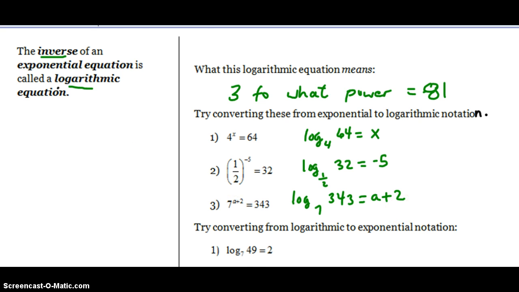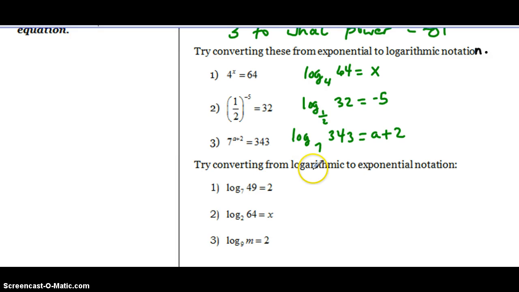Now we're going to try in the reverse. Convert from the log to the exponential. When we're converting from log to exponential, the first thing is you lose the log, and then you write the base. So our first step is we're going to write the base of 7. Now we write the exponent, 2, equals the "of" part, which is 49. So 7 squared is equal to 49.